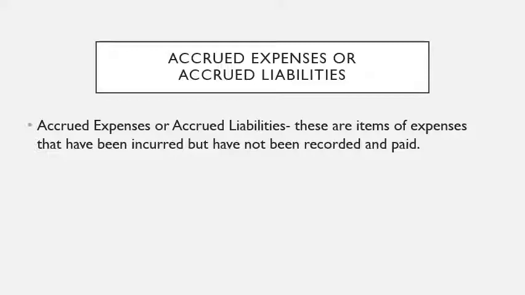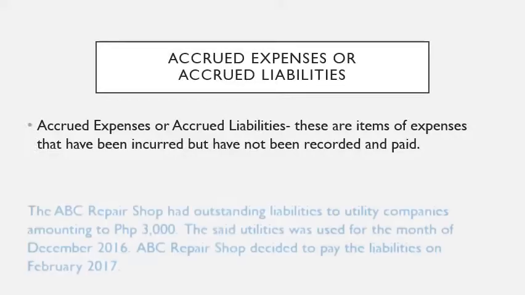Same with internet. 'Di ba kay internet, for example, gumamit ka ng internet ngayong May. Darating yung bill mo by the month of June. Okay? So, meaning, ginamit mo muna yung internet connection bago mo siya babayaran. Okay? So, these are items of expenses that had been incurred pero hindi mo pa bayad.